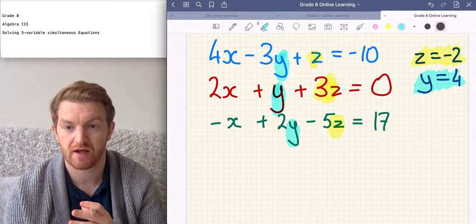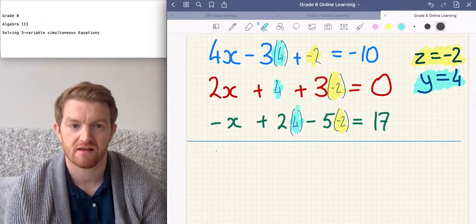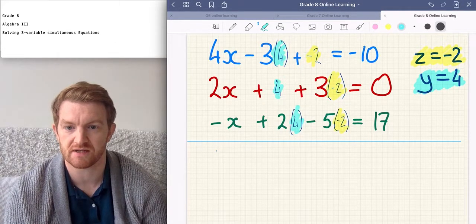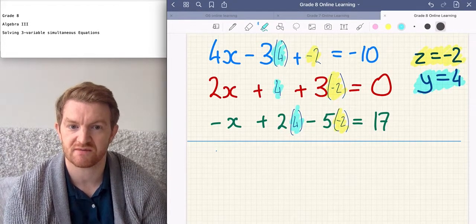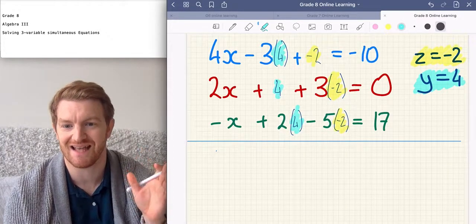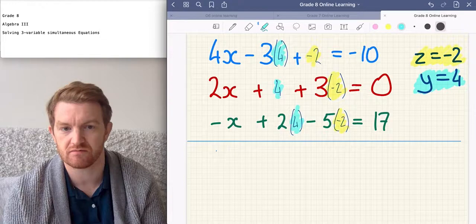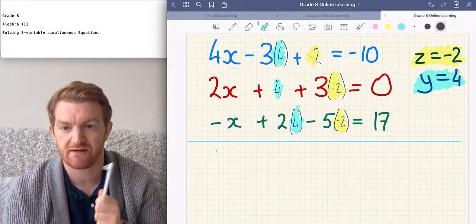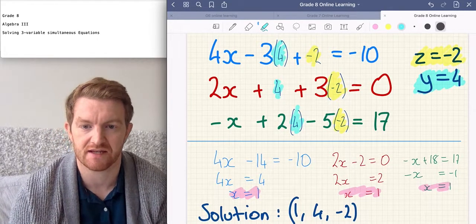Now that's a lot of writing, so I'm just going to skip to where we do it. You can see I've color-coded it. I put z's in where the yellow is and y's in where the blue is. By doing this, we can see that the only variable that's going to be left once we tidy this all up is x. So we do -3 times 4, we do 5 times -2, we do all the multiplications. Be careful of your positives and negatives, and it will look something like this.